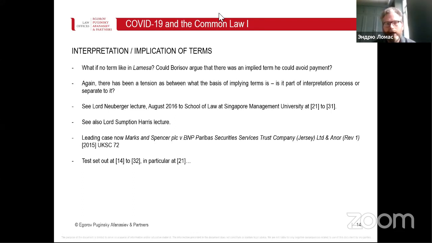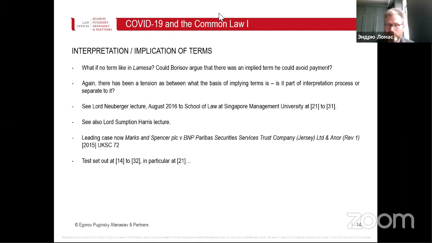And it's worth looking slightly to the history of all of this, because it's developed over a period of time. And again, arguably, the courts recently have tried to reset the position to one that was slightly different to the one that had been developed previously. So Lord Neuberger was the president of the Supreme Court for a long period of time. I think he was the president when he gave this lecture in Singapore.